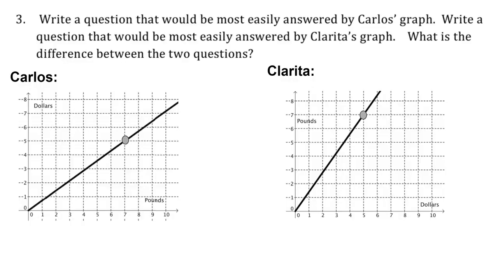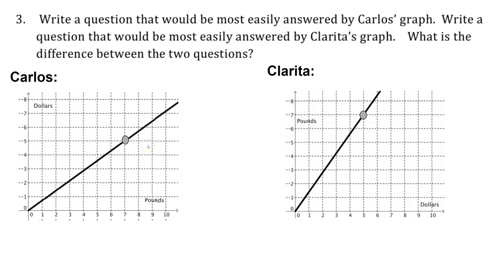Carlos chose to represent that with pounds as the independent variable, as you can see on Carlos's x-axis, and dollars as the dependent variable on the y-axis, whereas Clarita chose to use dollars as the independent variable on the x-axis and pounds as the dependent variable on the y-axis.